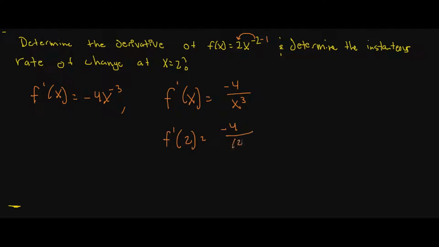Negative 4 over 2 to the third power. Well, that's negative 4 over 2 times 2 times 2 is 8, and that simplifies to be negative 1/2. There it is. And that's how it works. So we can finally conclude f prime of 2 is equal to negative 1/2.